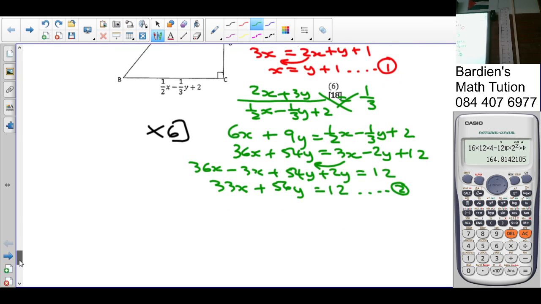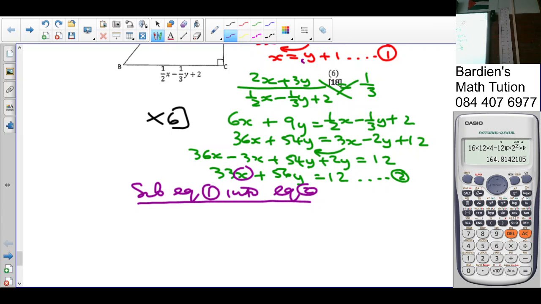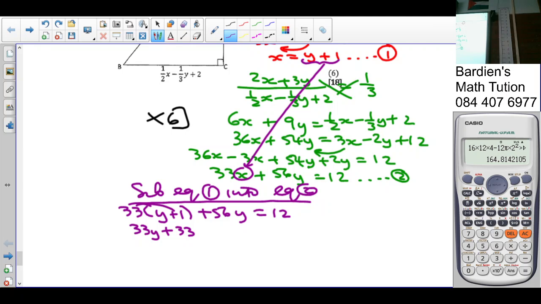So what do I do now? To substitute equation 1 into equation 2. So wherever I see an x, I put y plus 1. It's going to be 33 into y plus 1 plus 56y equals 12. Did I make a mistake? Not yet. Okay? So it's going to give you 33y plus 33 plus 56y equals 12.